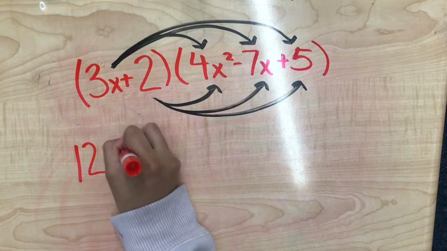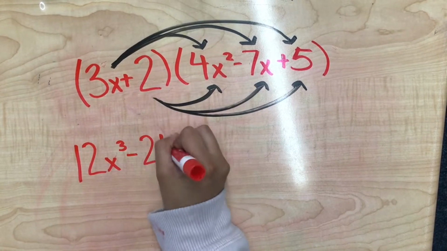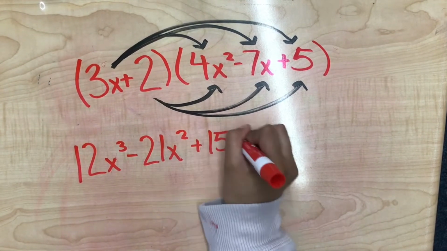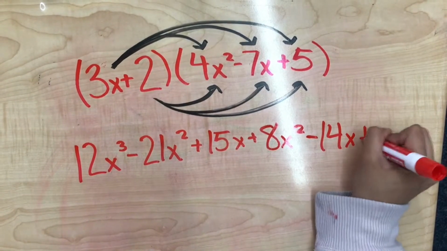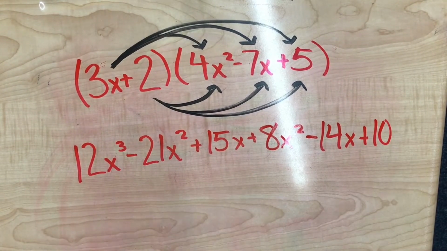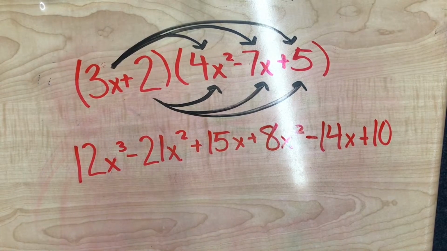So when multiplying polynomials, we're going to get 12x cubed because we have to multiply the two coefficients and add the exponents of the x's. And then we do the same with the rest, getting negative 20x squared plus 15x plus 8x squared minus 14x plus 10.